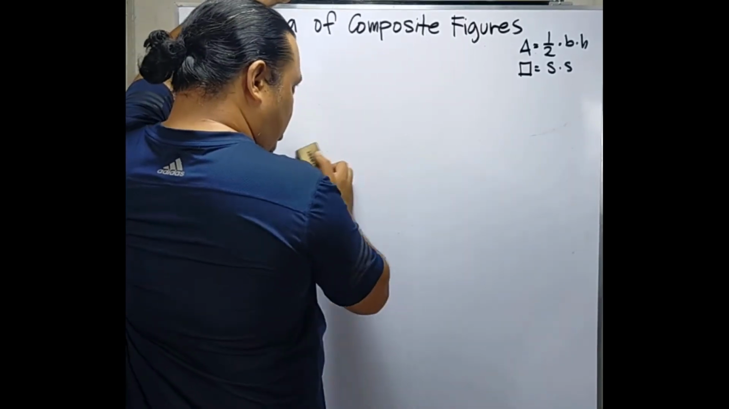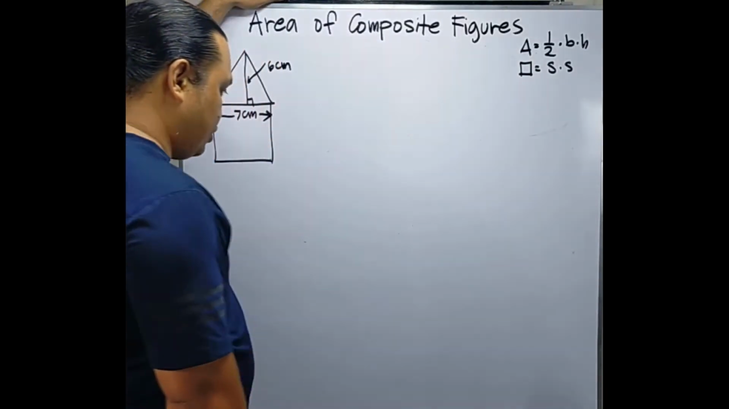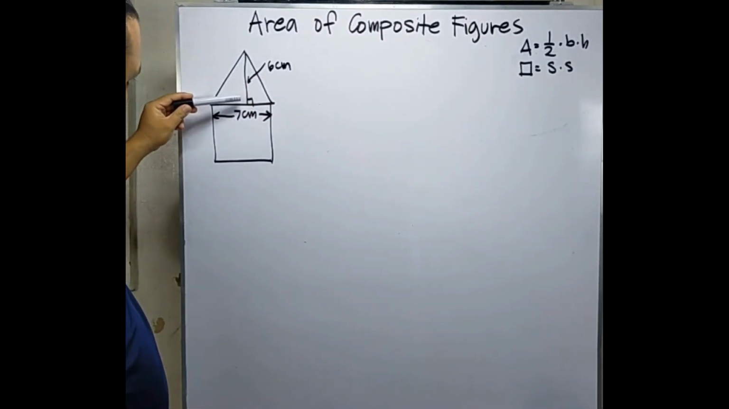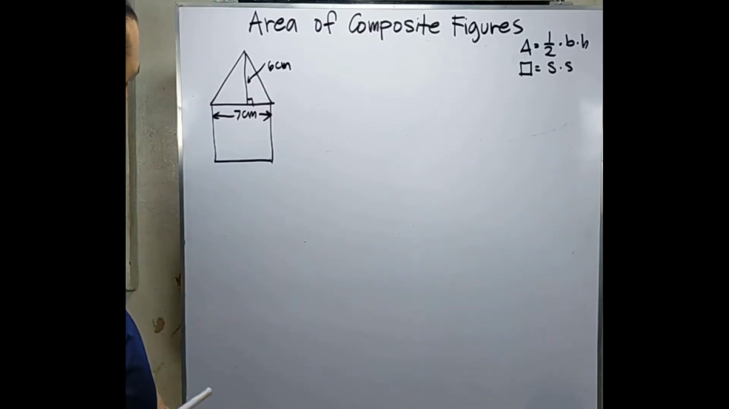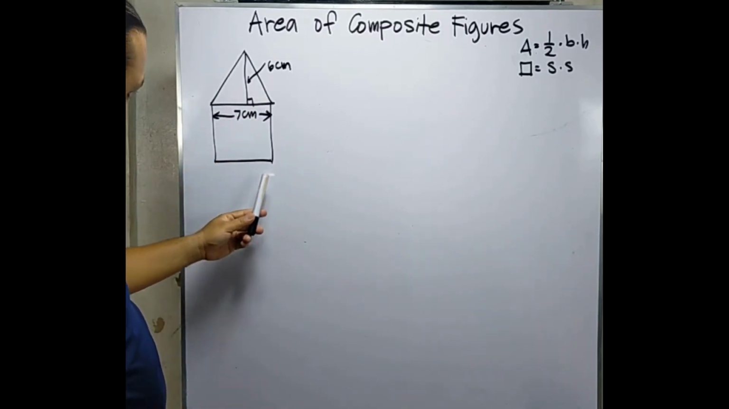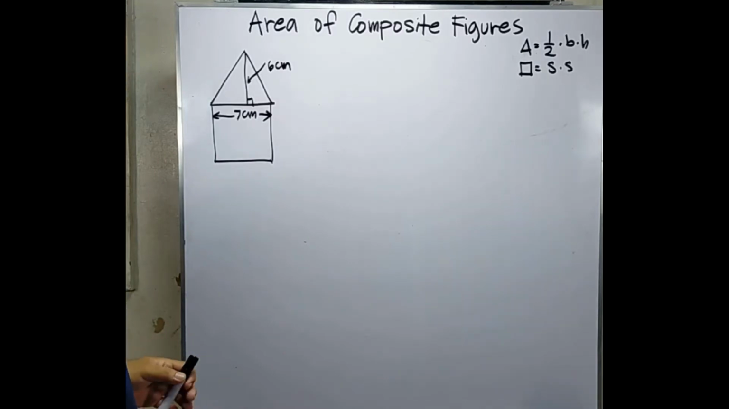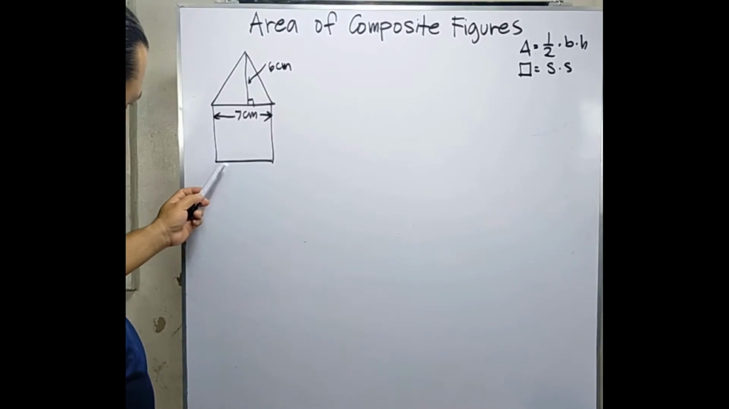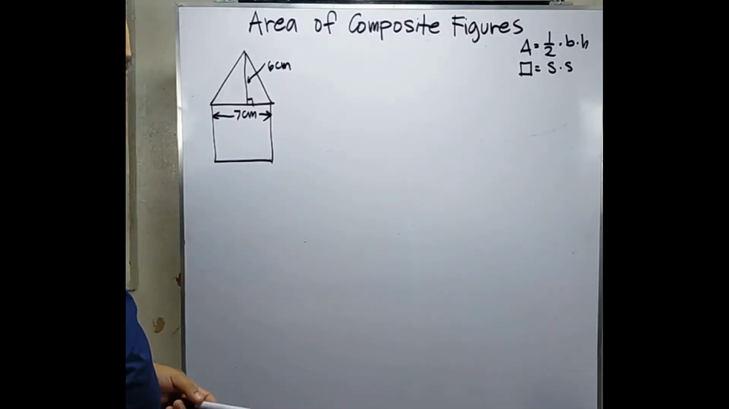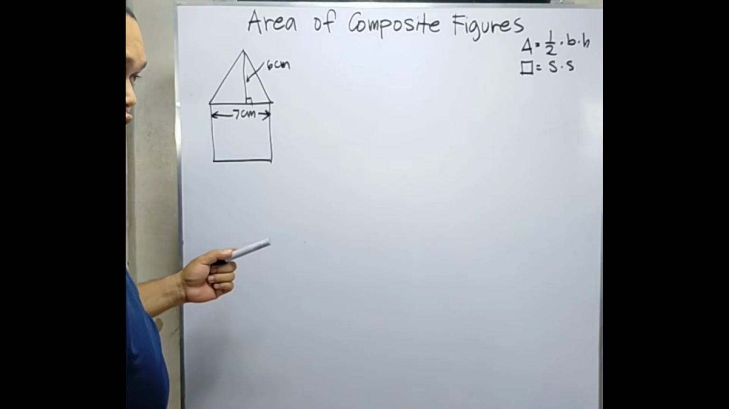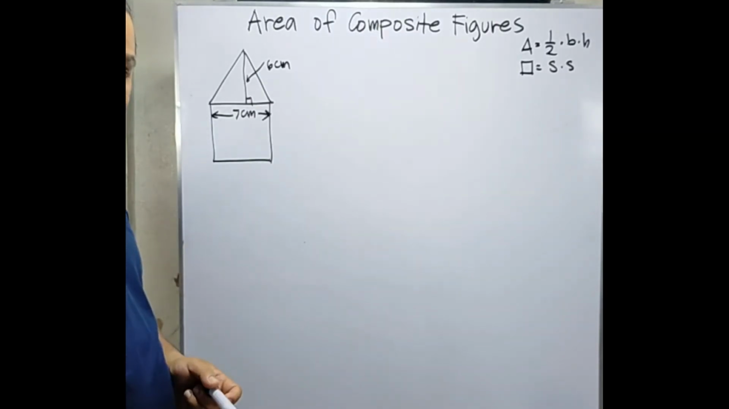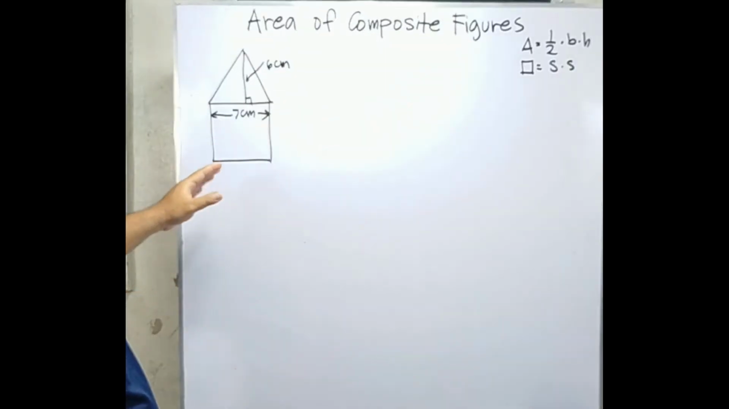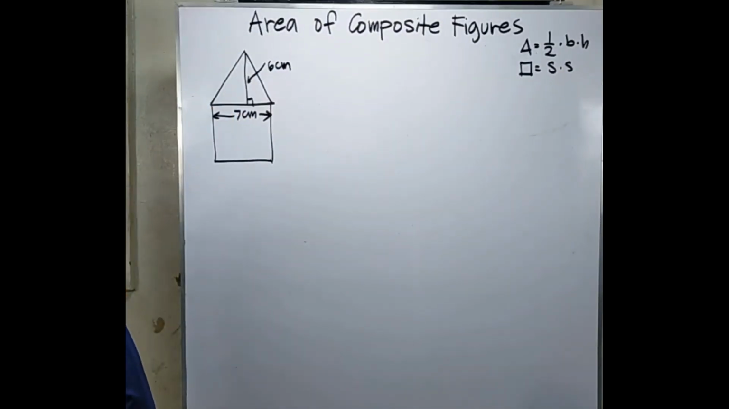In our first example, we have the height of the triangle, which is 6 centimeters, and the length of the side of the square is 7 centimeters. Assuming that all of the angles here are right angles, or 90 degree angles, we can use the formula in getting the area of the square.